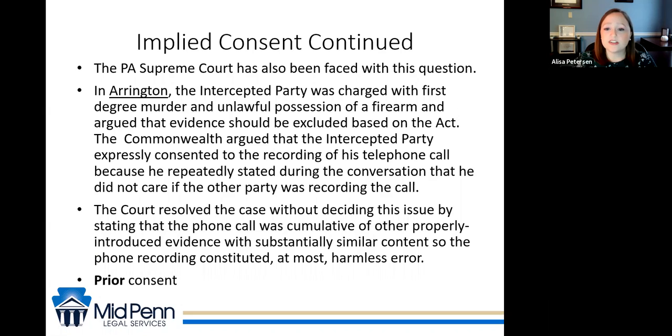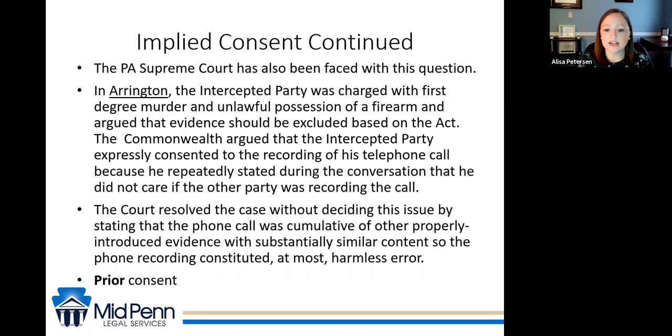The Pennsylvania Supreme Court has also been faced with this question. In Arlington, the intercepted party was charged with first-degree murder and unlawful possession of a firearm and argued that evidence of a phone recording should be excluded based on the act. The Commonwealth argued that he expressly consented to the recording of his phone call because he repeatedly stated during the conversation that he did not care if the other party was recording the call. So like I said before, this addresses the assumption of whether just saying I'm recording the call equals prior consent. The court did not resolve the case on that point.